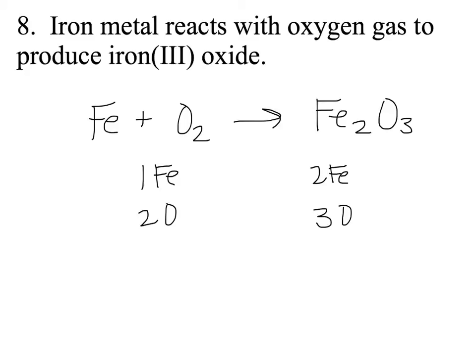A common factor is normally 6. So if I put a 2 here, iron becomes 4. Oxygen becomes 6. I need to put a 3 in front of the oxygen to make it 6. And we'll put a 4 in front of the iron to balance it out. So the coefficient should be 4, 3, 2.